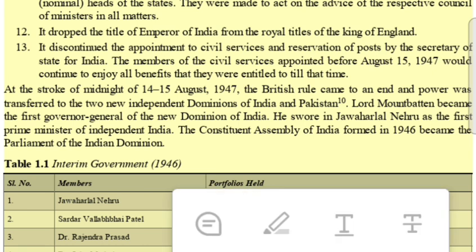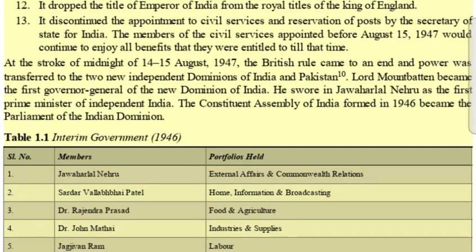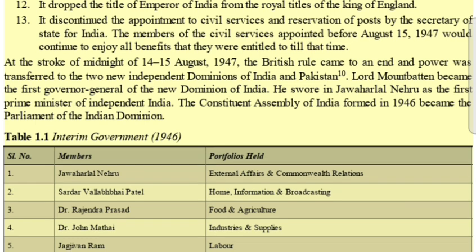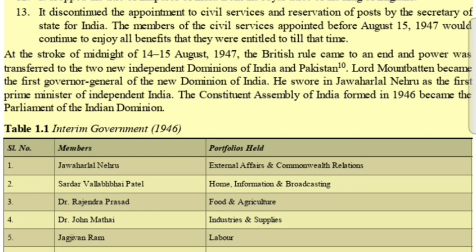13. It discontinued the appointment to civil services and reservation of posts by the Secretary of State for India. The members of the civil services appointed before August 15, 1947 would continue to enjoy all benefits that they were entitled to till that time.